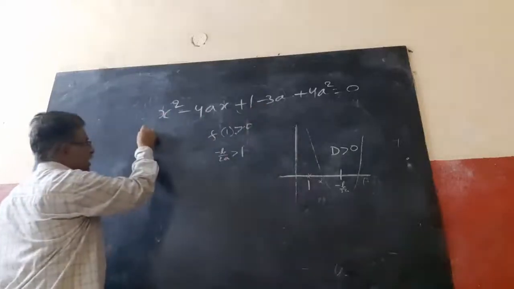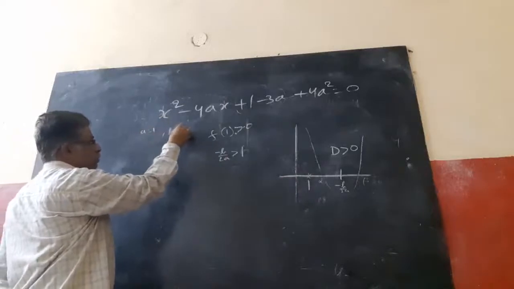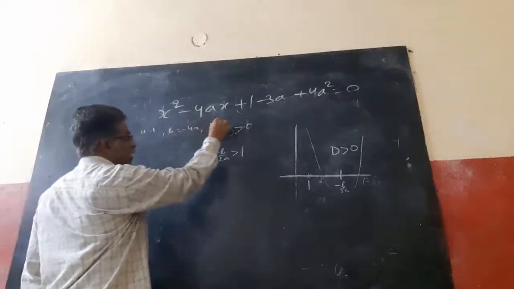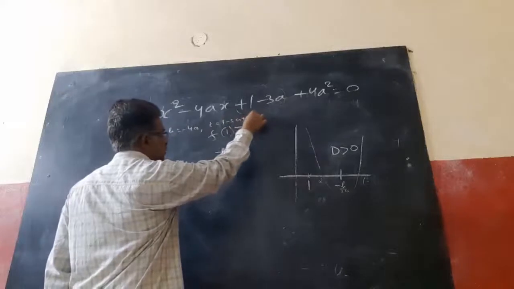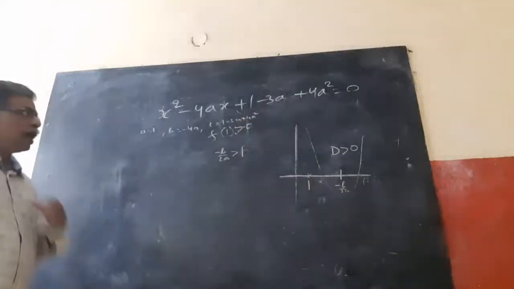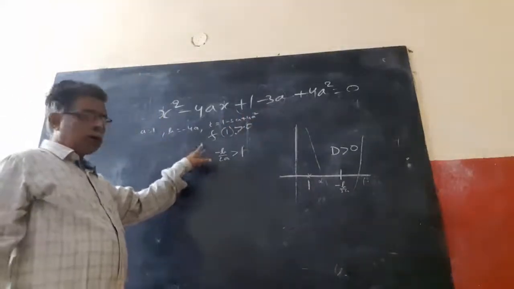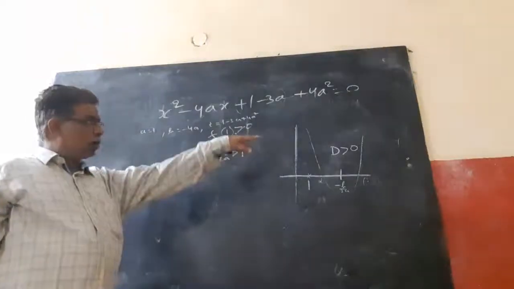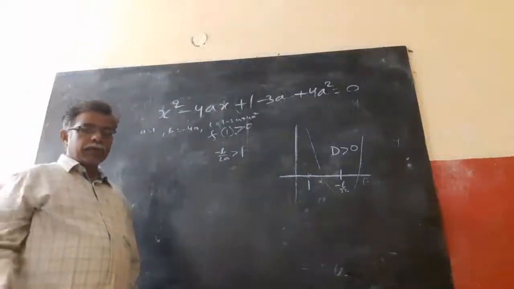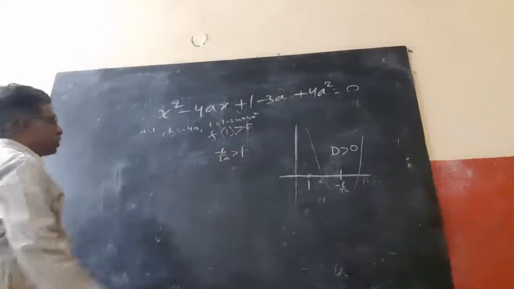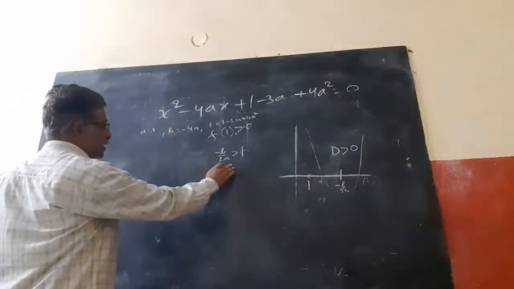Here a equals 1, b equals minus 4a, and c equals 1 minus 3a plus 4a square. Now, I want f of 1 greater than 0, minus b by 2a greater than 0, and discriminant greater than 0. So, it gives me the required result. Simple logic. First of all, I will go for minus b by 2a.